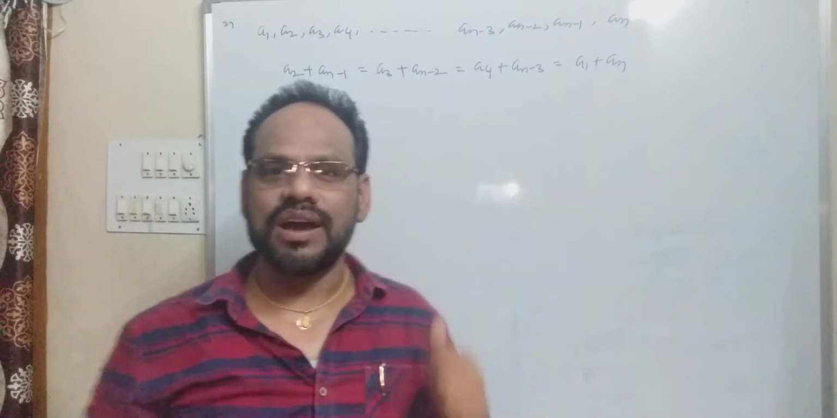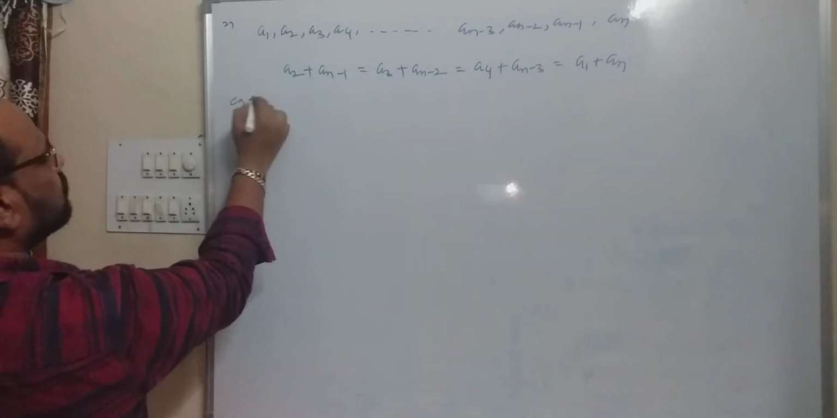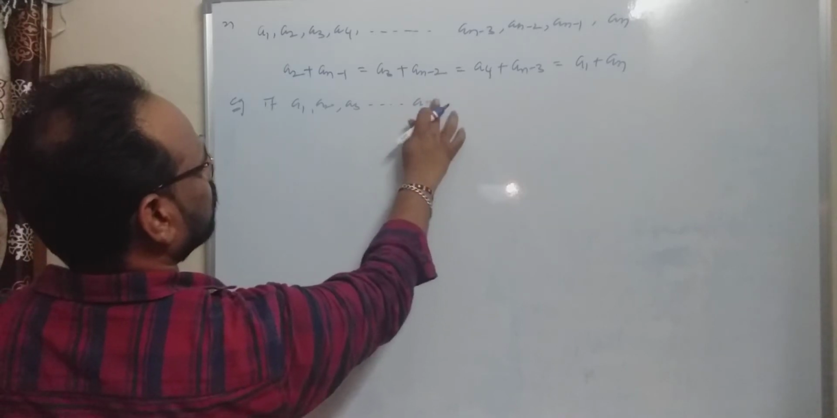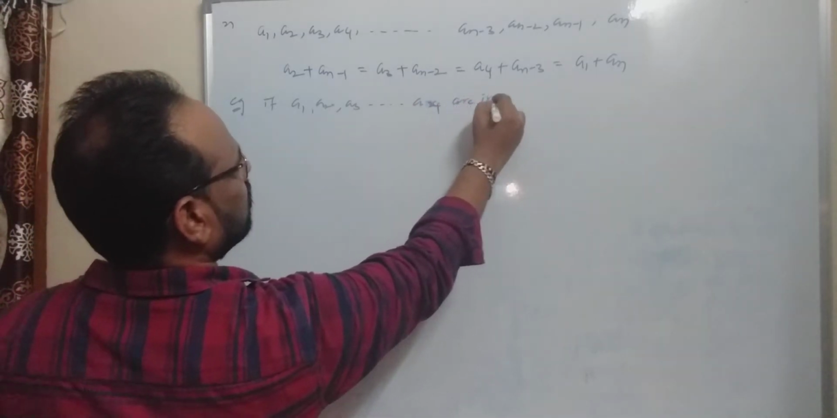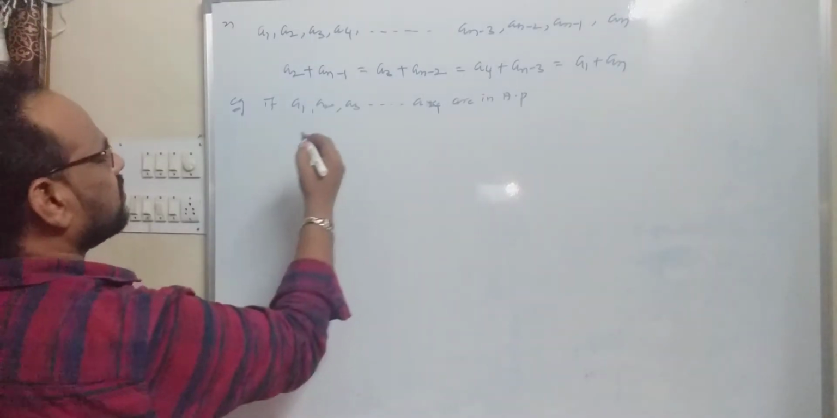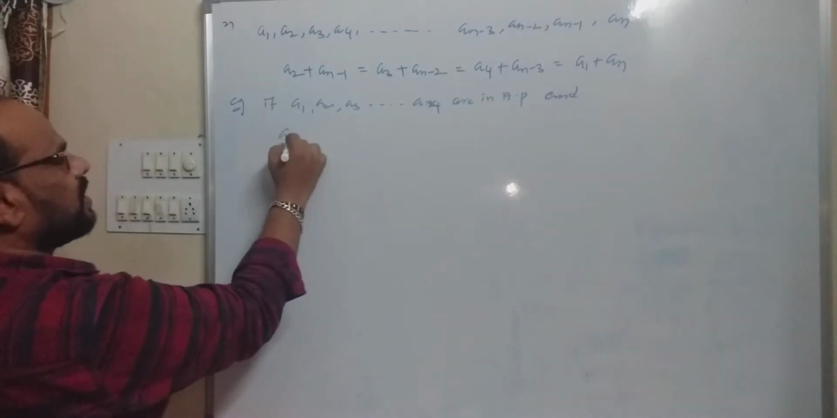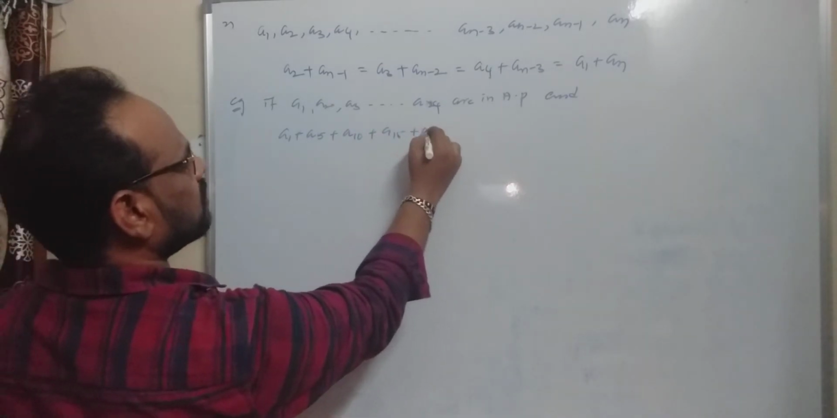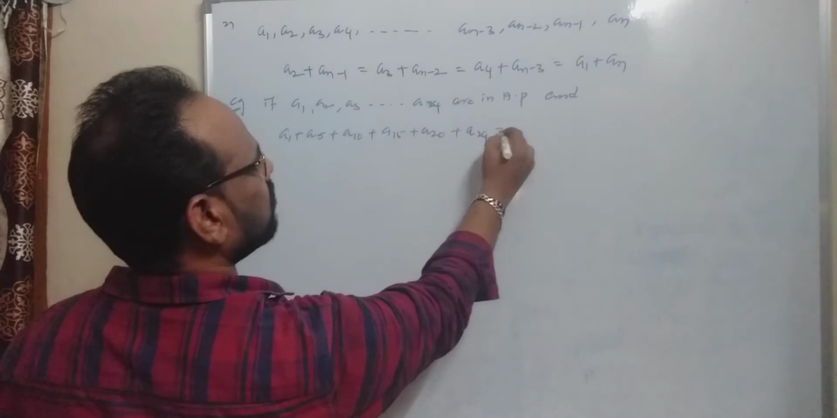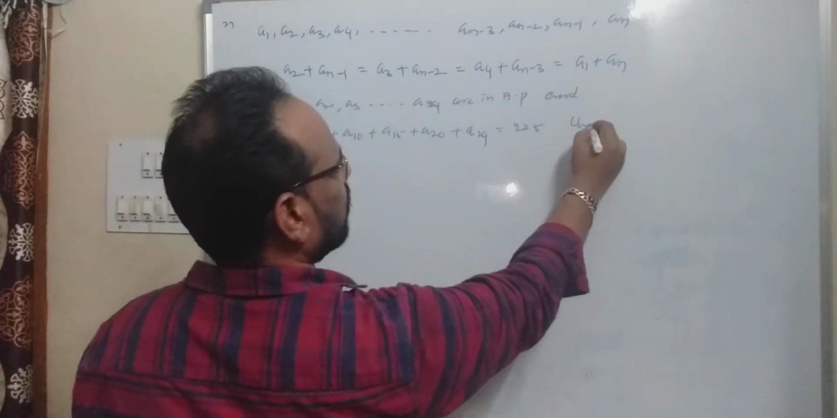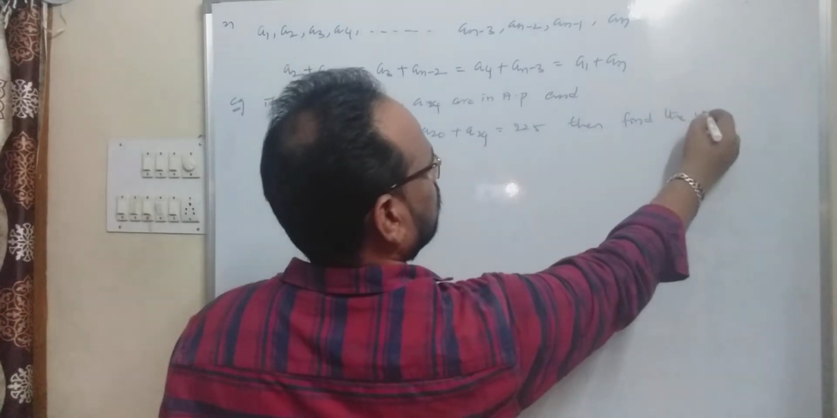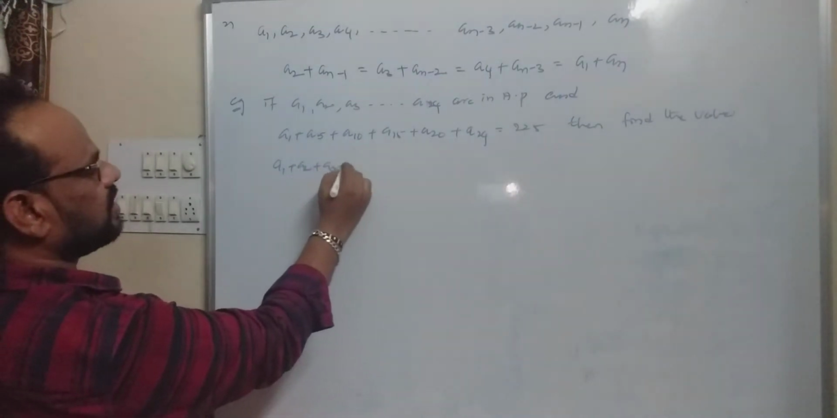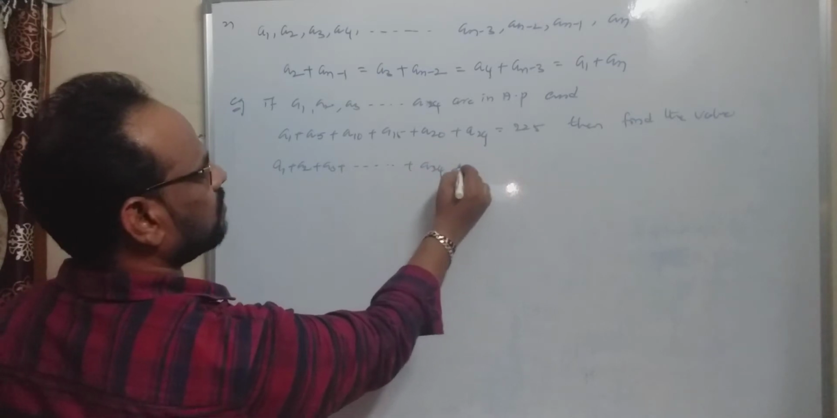How will they ask a question about this property? For example, if a1, a2, a3 and so on, a24 are in AP and a1 plus a5 plus a10 plus a15 plus a20 plus a24 value is 225, then find the value of a1 plus a2 plus a3 and so on plus a24.